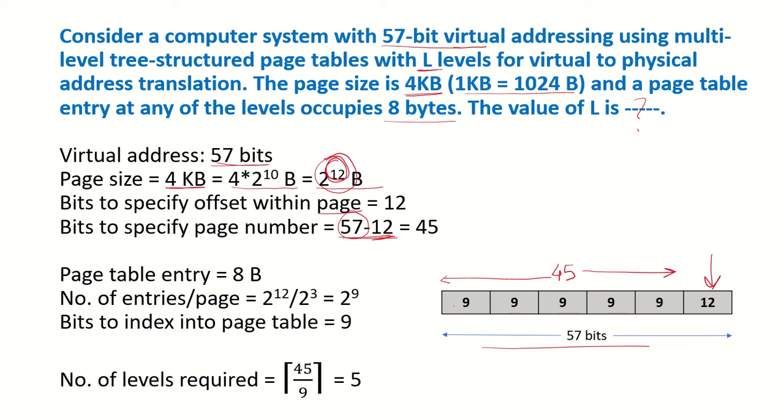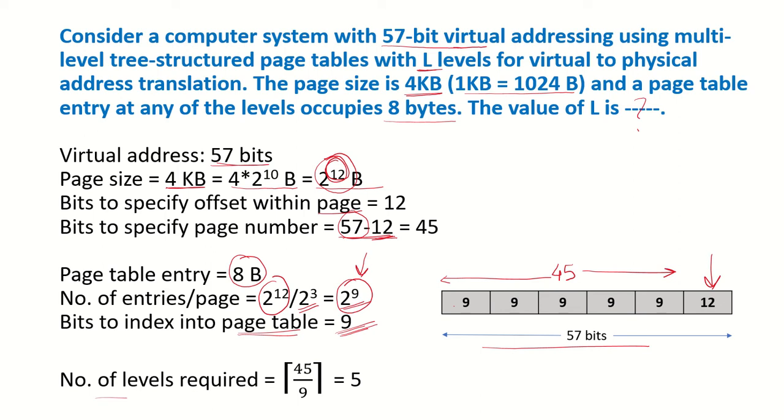We also know that the page table entry is 8 bytes. So how many entries can we have per page? This is the page size, 2 to the power of 12 bytes, divided by the size of the page table entry, which is 2 to the power of 3, giving 2 to the power of 9. That means each page can have only 2 to the power of 9 entries. So how many bits will we need to index into a page table? That is 9. One page can hold only 2 to the power of 9 entries, so we will need 9 bits to index into one of the page table pages.